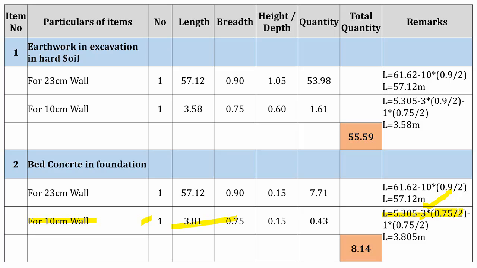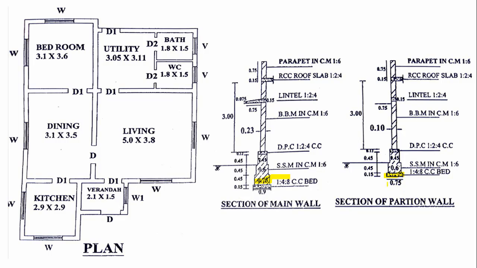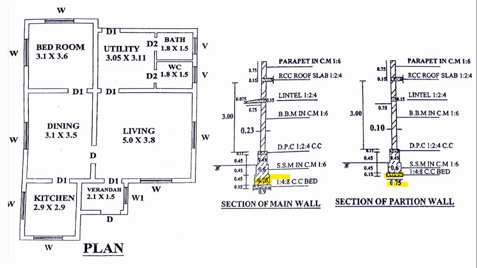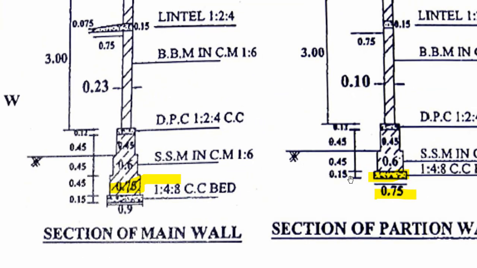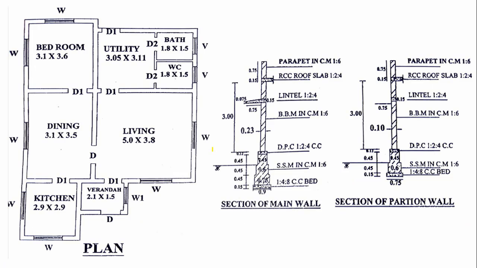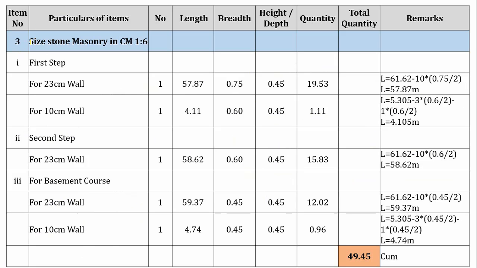0.75 divided by 2 minus n into b divided by 2, that is between 10 centimeter and 10 centimeter, that is 1 into b divided by 2. B is how much? 0.75 divided by 2. So therefore L will be equal to 3.805 meters, that is 3.81, multiplied by width and depth. Width you can see here is 0.75, depth is 0.15. 0.75, 0.15, you will get the answer as 0.43. If you sum up, you will get the answer as 8.14 cubic meters. Next we will try to calculate the SSM, stone masonry works.